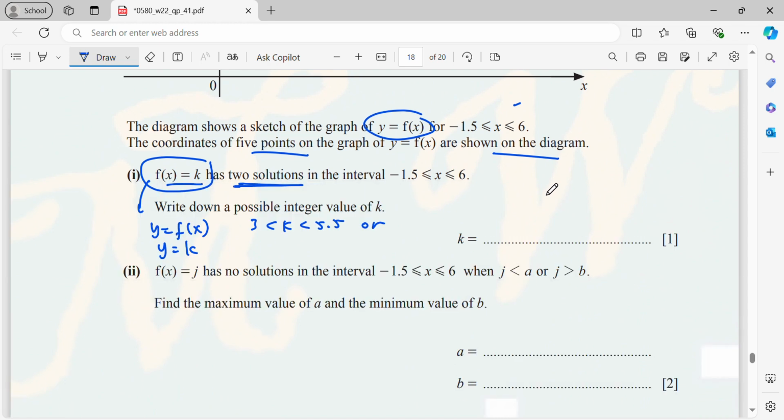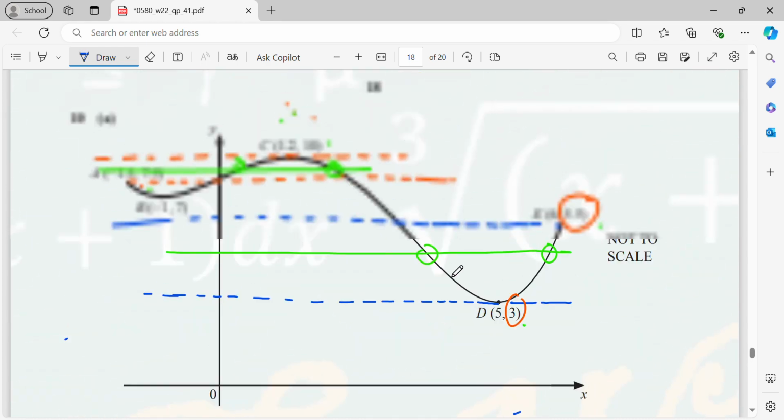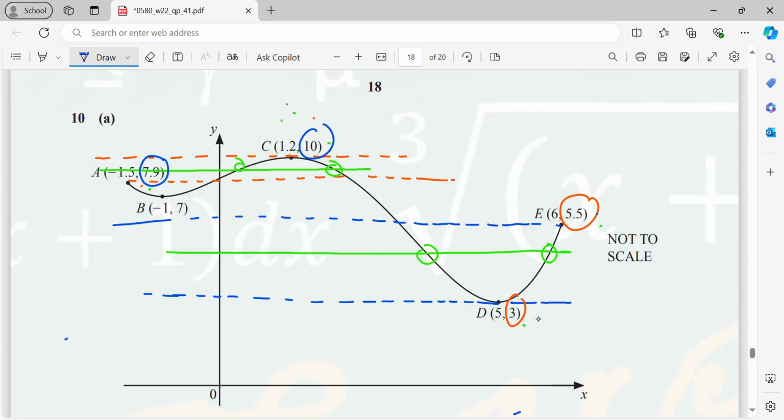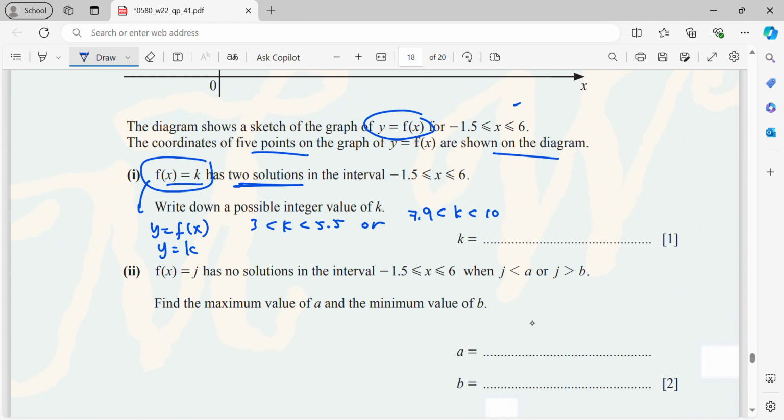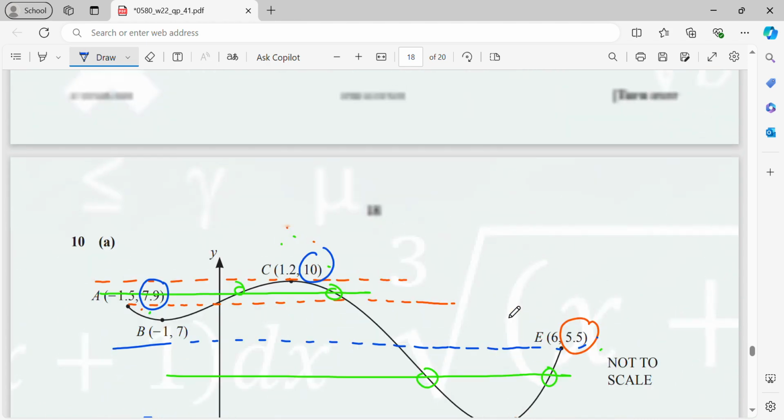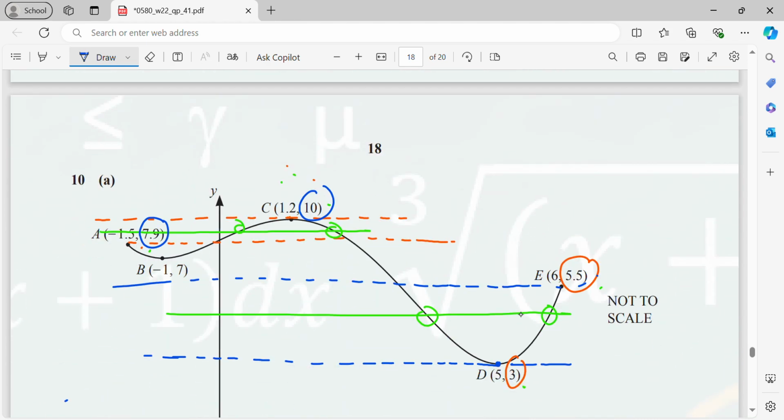So 7.9 and 10 cannot be inclusive, because if inclusive means that here just one solution, right? This 5.5 can be inclusive. And then for the 7.9, it cannot be inclusive. Otherwise, you will have 3 points. It will be just in between.